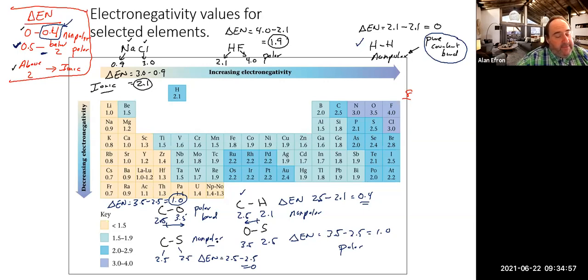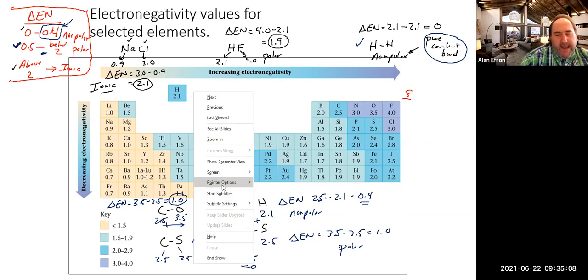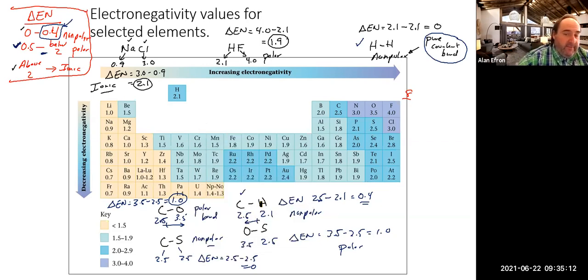It is possible to have two different elements, as shown here with carbon and sulfur, to actually have the same electronegativity value. How does that happen? Well, if we look at this periodic table, it is what is sometimes referred to as the diagonal rule. Here is carbon and here is sulfur. They are diagonal of each other. Carbon is further up, but sulfur is further to the right.